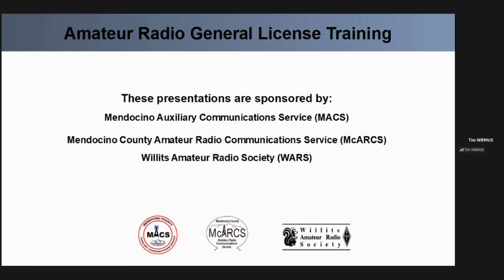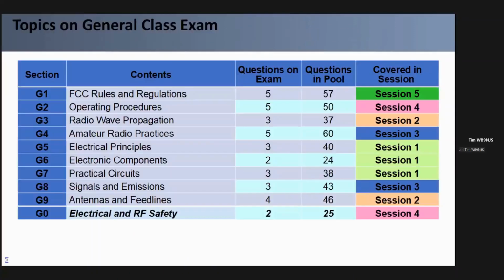These presentations are really a part of community support. Three of the inland amateur radio organizations are listed there at the bottom and above as well: Mendocino Auxiliary Communication Service, MAX, Mendocino County Amateur Radio Communication Service, McCarks, and Willits Amateur Radio Society. These are just your friends and neighbors and fellow hams, and we want to make the hobby more fun for you.